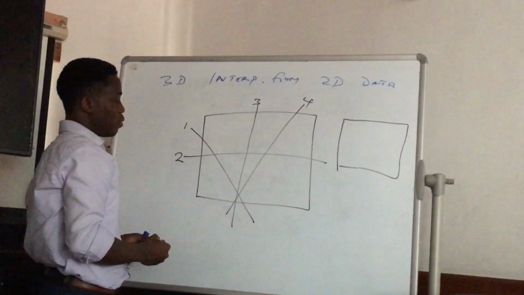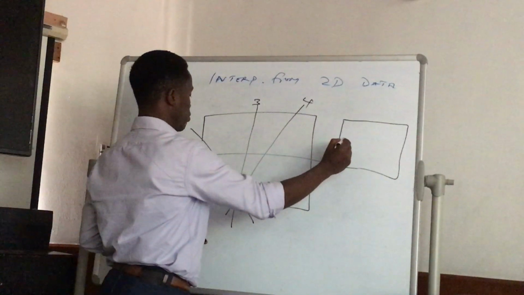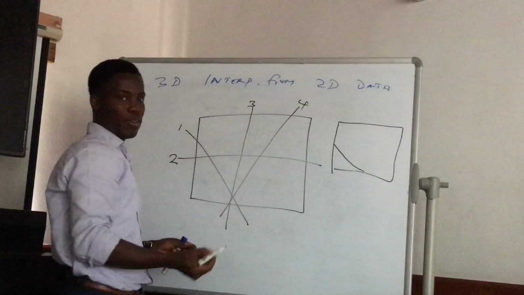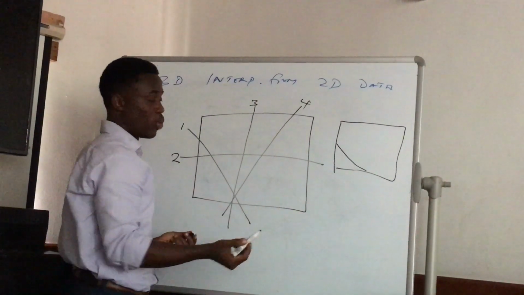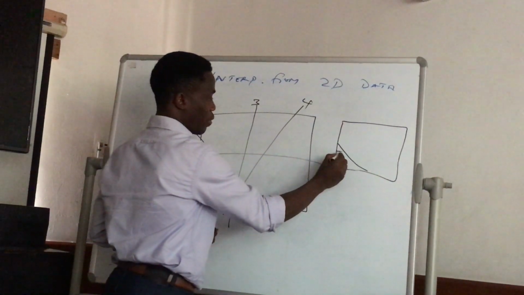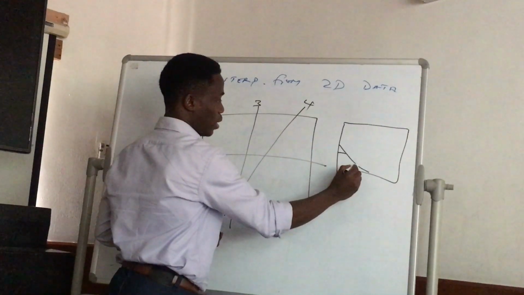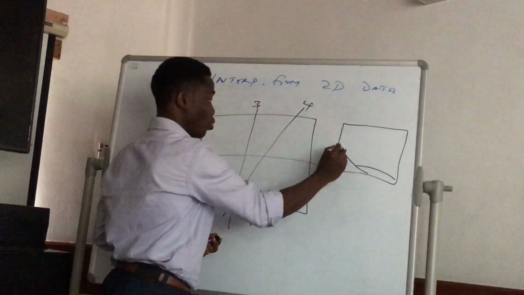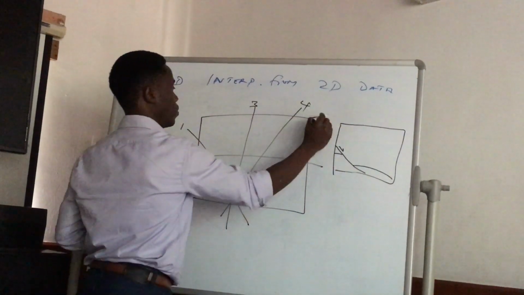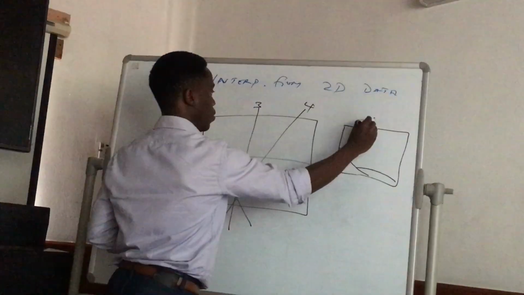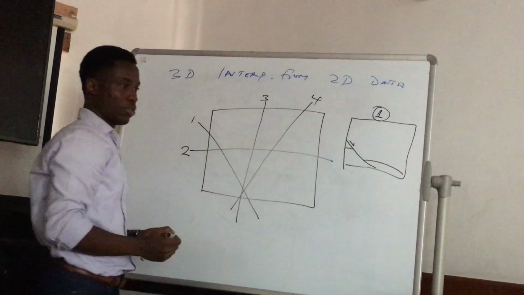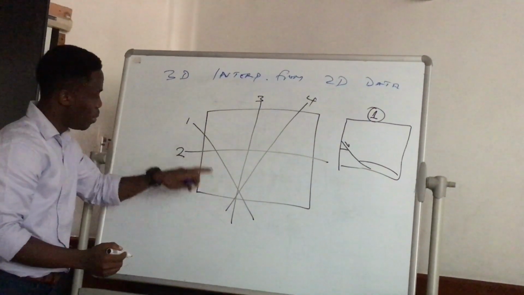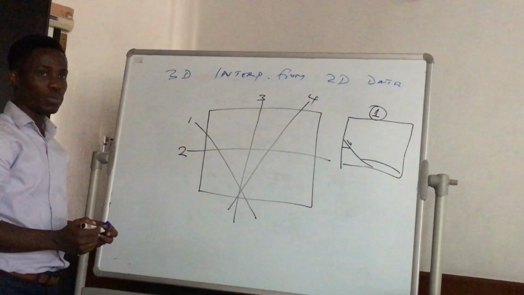So it is possible that while looking at line 1, I'm going to see something like this. That suggests that I have maybe a fault. And how do I know that? Let's say I see a very strong event here, but I think the equivalent of that event is down here. So that means my first interpretation on line one is that there's a fault there. So I already know this, in this area, from here to here, maybe there's a fault in that direction.